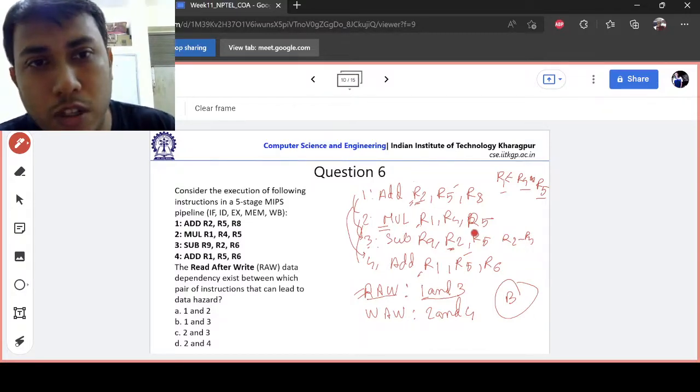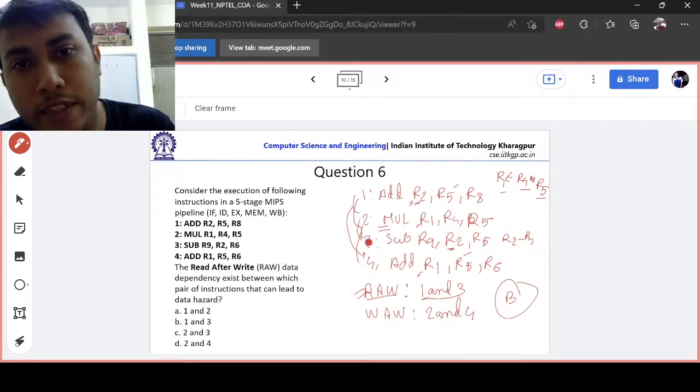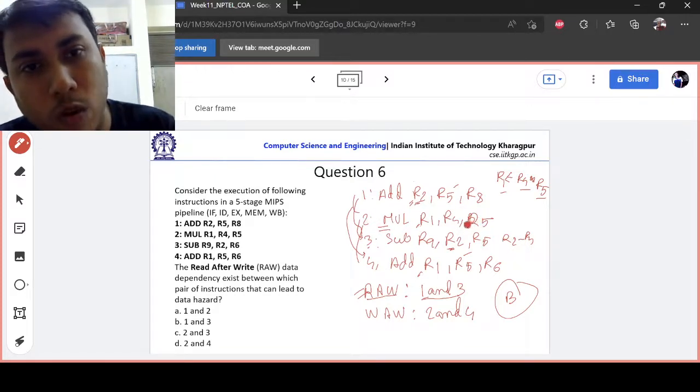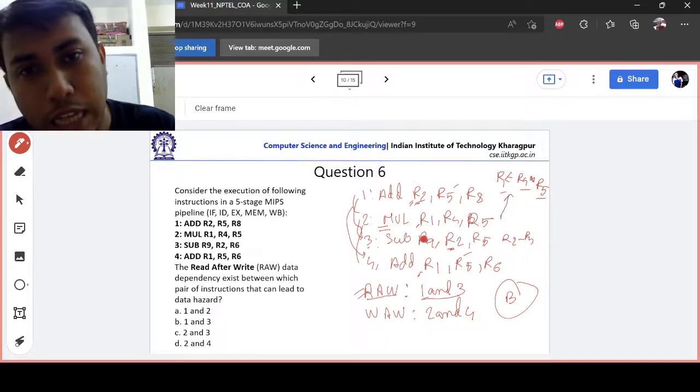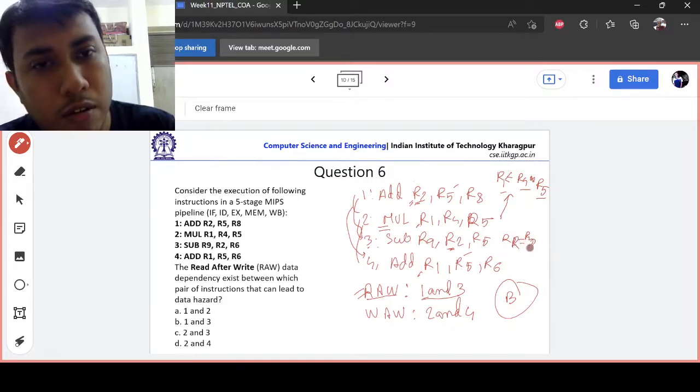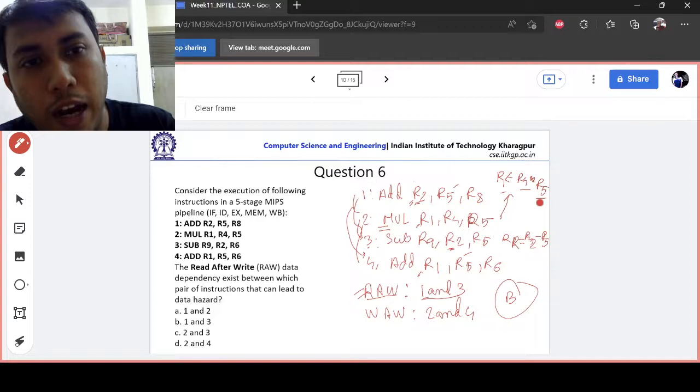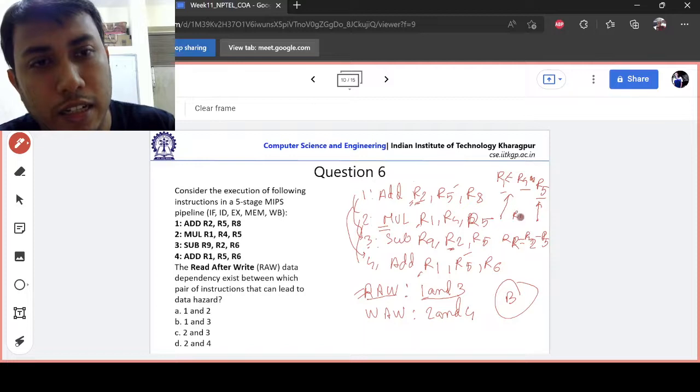Now, if you are asking why not 2 and 3? See, in 2, R5 is in read mode. What does this mean? R1 is equal to R2 into R5. And in 3, R9 is equal to R2 minus R5. So in both cases, R5 is used as an operand, so it is a read after read. This doesn't change the value of R5, so that's why it is not a hazard.